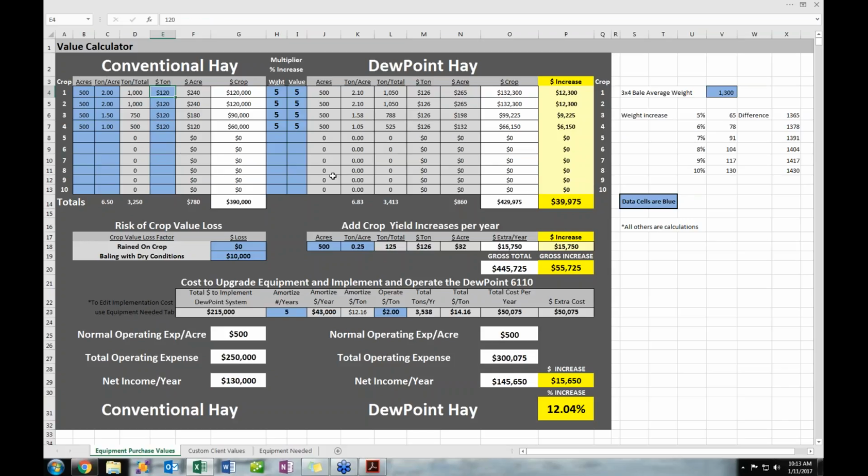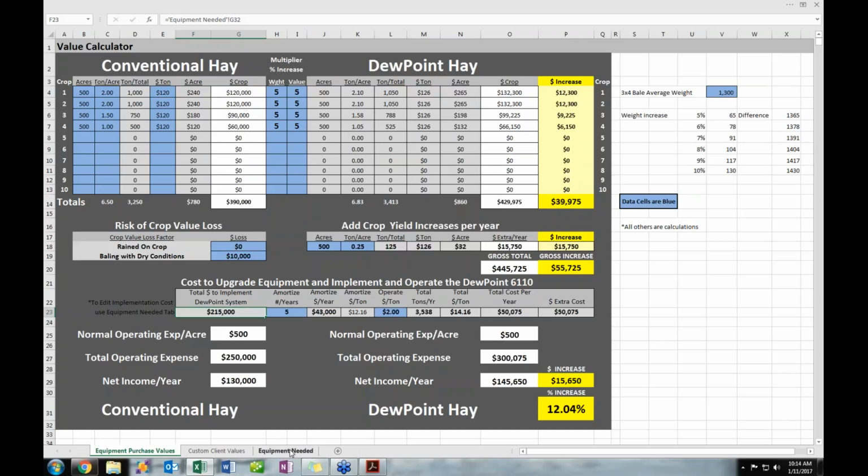So why have a steamer? Why the dew point? What is it increasing? Because your farmers and customers who buy this machine are going to spend a fairly dear amount of money to get it. And you can see that right here in the cost to upgrade equipment. This is just an average cost that I've come up with and calculated, $215,000. I'll show you what that consists of on my next page right here, where it says equipment needed.